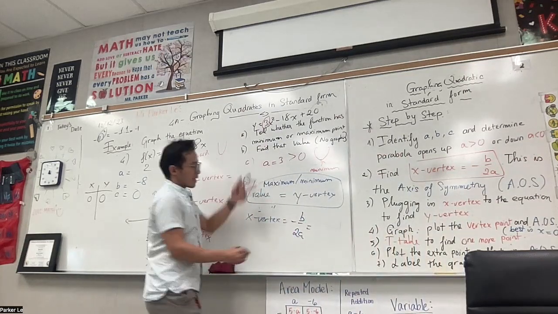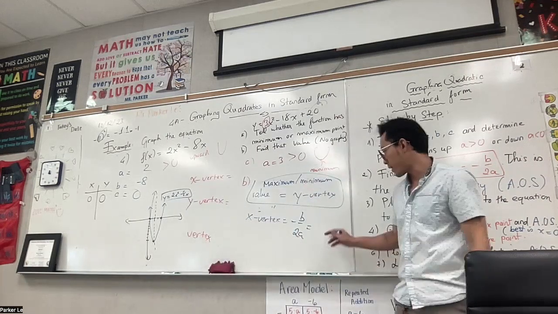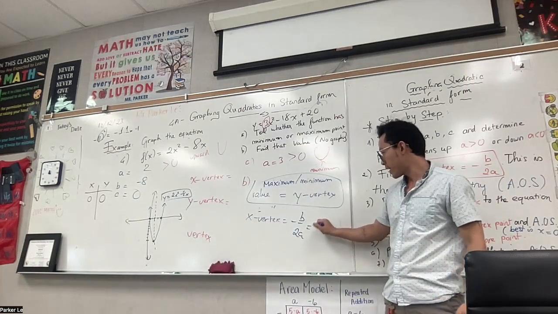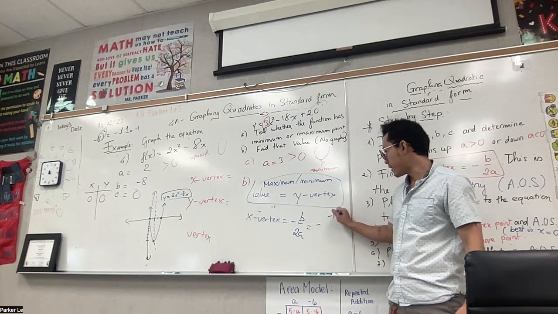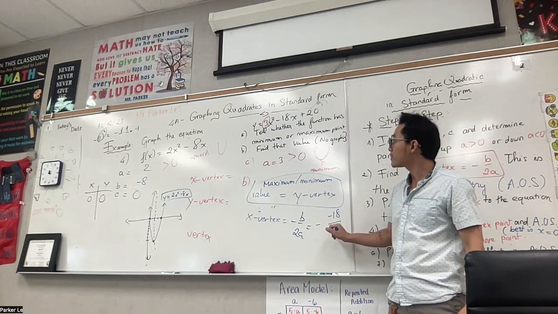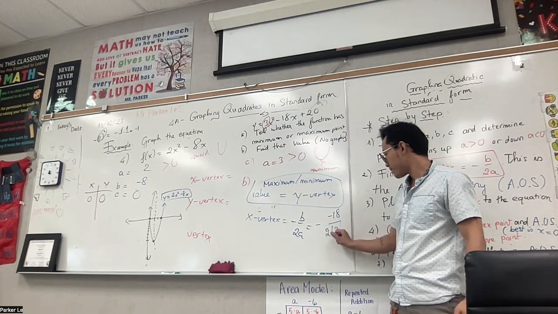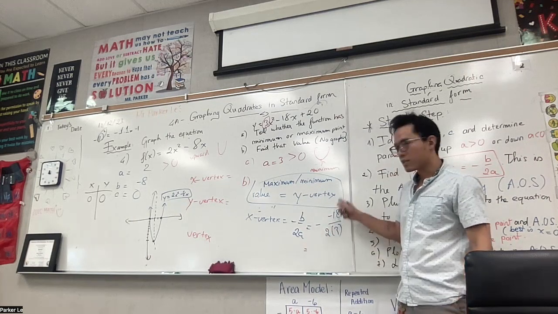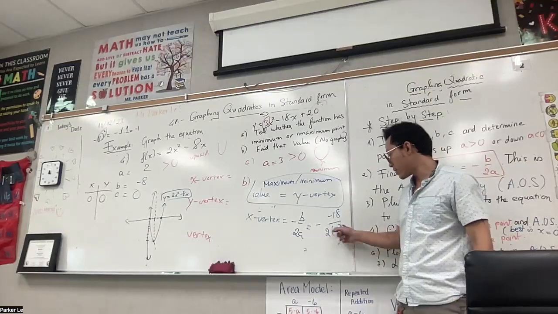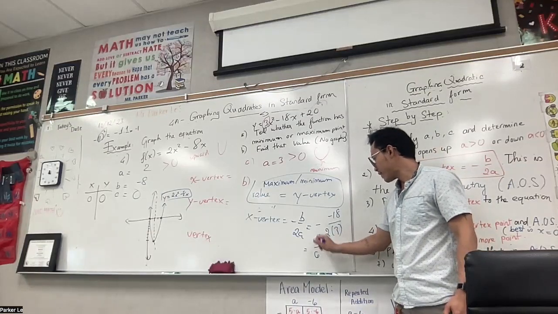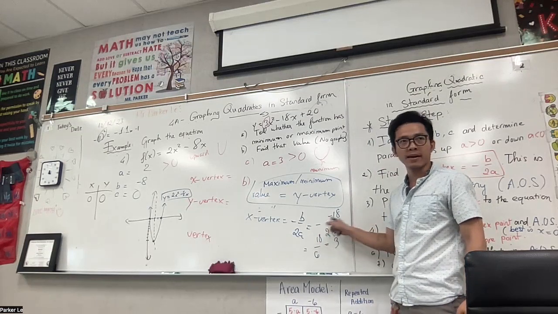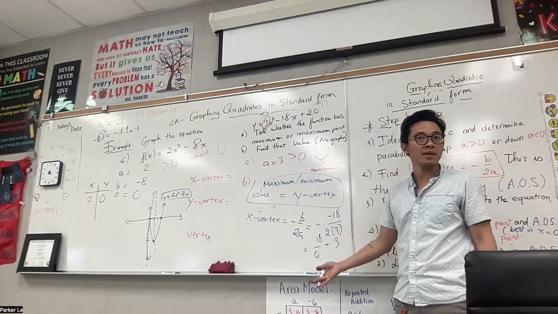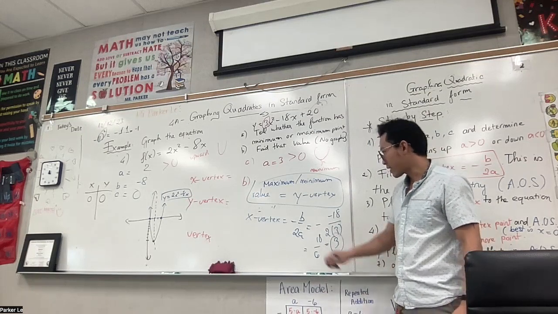Now plug it in. What is b? Negative 18 over 2 times 3. Work on the numbers first. 2 times 3 is 6. 18 divided by 6 is 3. And then how many negatives are there? 2, so it becomes positive. So the x vertex is 3.